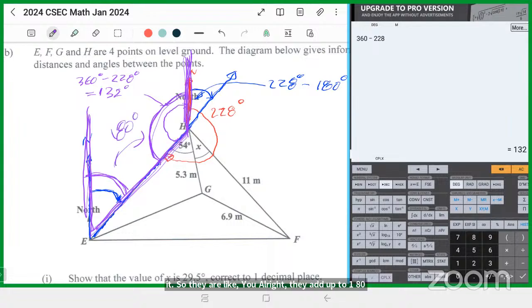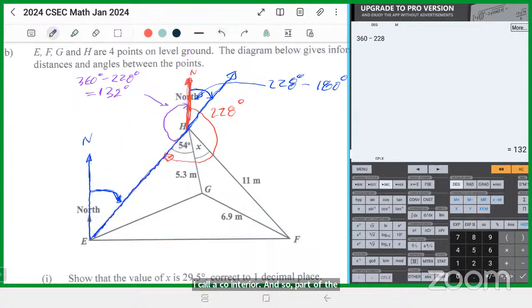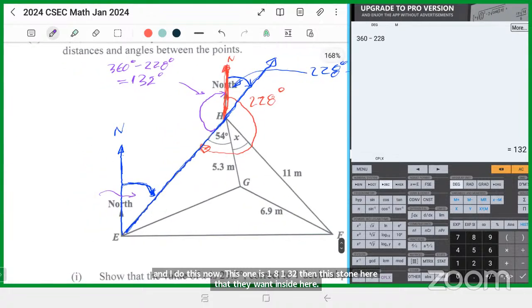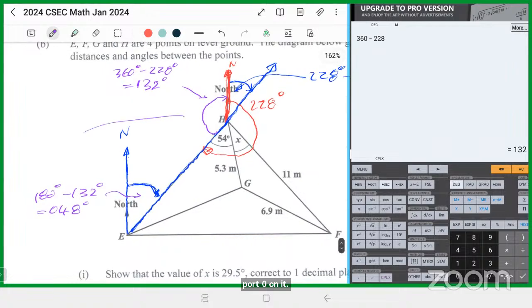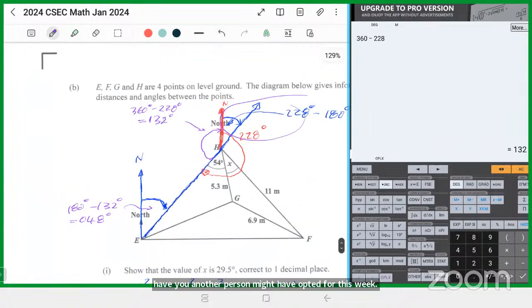They're called co-interior angles. So because they add up to 180 degrees, I'll do this now. This one is 132. Then this down here that you want inside here now, which is bearing, would have to be 180 minus 132, which will give it the same 48 degrees. I have to put the 0 on it same way. All right, so we could get it that other way. I think a lot of people would have opted for this way. But this up here is a nice, cute way to do it.